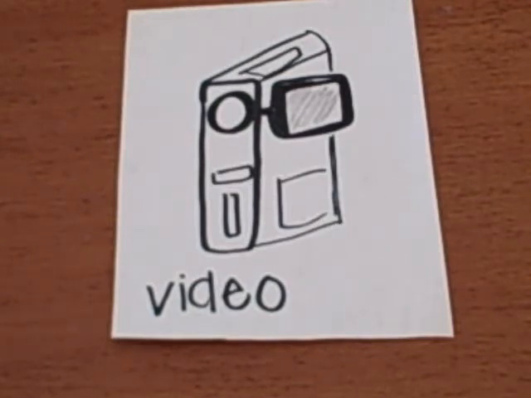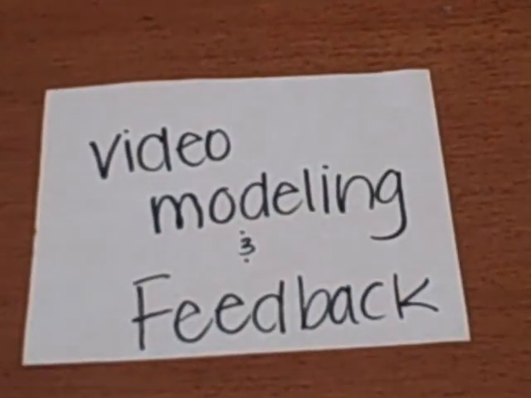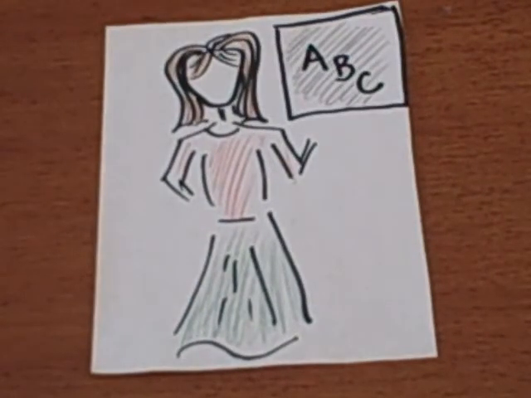Another concept that goes along with using the video camera is video modeling and feedback. As a teacher, you understand the importance of modeling concepts. Students learn through modeling. So a teacher can model a concept, for example, videotape themselves doing math problems that are really hard or difficult for students to get, and then post it on their website so that when students are doing math homework, they can look back and watch their teacher model how to do the math problem, and then they can understand how to do it.